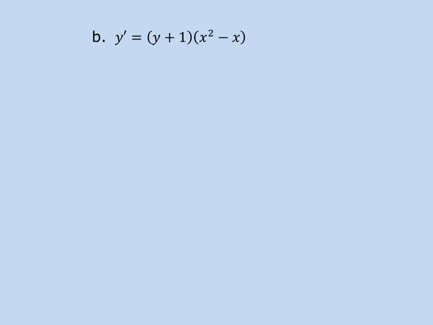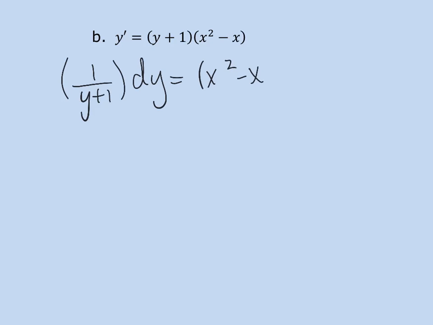So we need to move the y plus 1 to the left. We need to write y prime as dy dx. And so what I'm going to do is multiply both sides by 1 over y plus 1, so we get 1 over y plus 1 dy is equal to x squared minus x dx. Let's go ahead and integrate both sides.